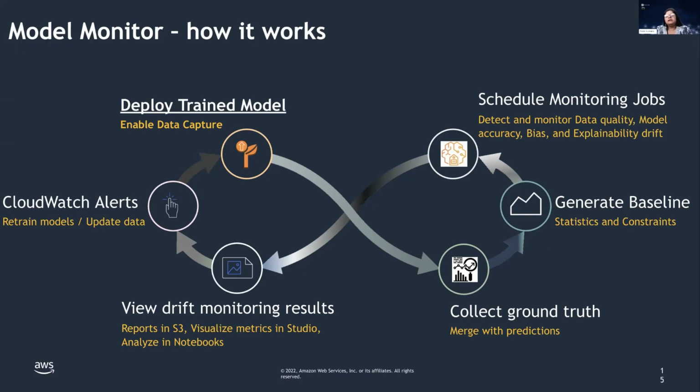Can be calculated. And then you schedule the model monitoring jobs, which will detect the data quality drift, the model accuracy, etc. And those findings are made available in S3, as well as could be visualized in SageMaker Studio. They're also sent to CloudWatch, on which further action, depending on the CloudWatch alerts, can be taken. If you can go to the next slide.